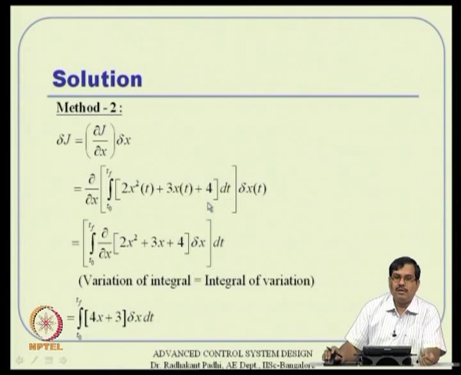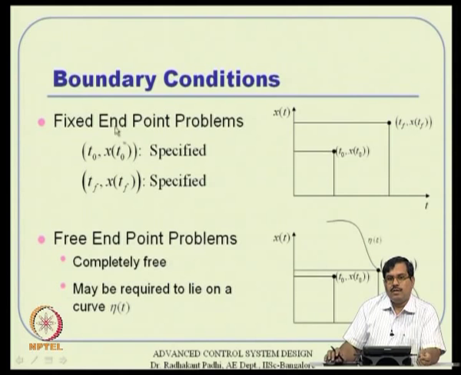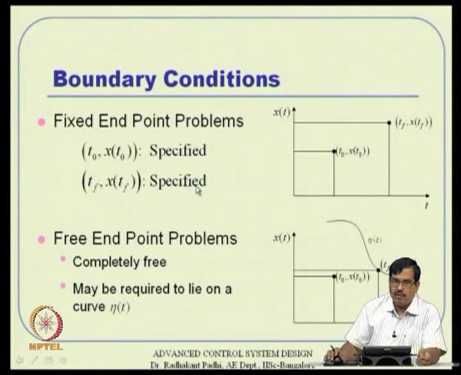Now, in calculus of variations, we encounter various boundary point problems. There are two classes of boundary value problems: one is called fixed endpoint problems and the other is free endpoint problems. In fixed endpoint problems, the initial time as well as the initial states are specified, and similarly the final time and final states are also specified. That means you have to start from here and end there, but you have the liberty of going anywhere you like, this way or that way. But the initial time and initial states must start from here, and the final time and final states should end here. That is the fixed endpoint problem.